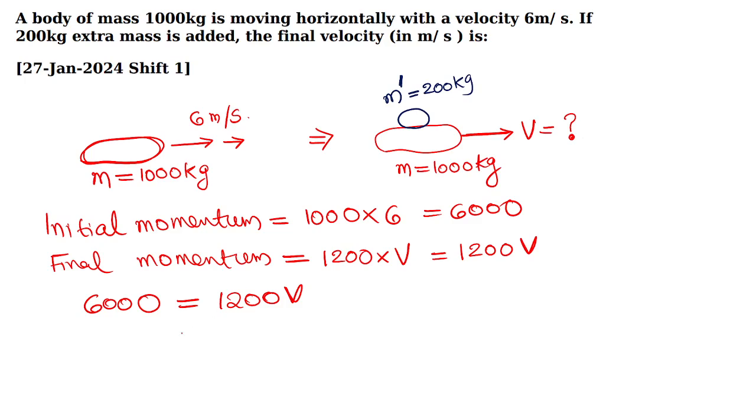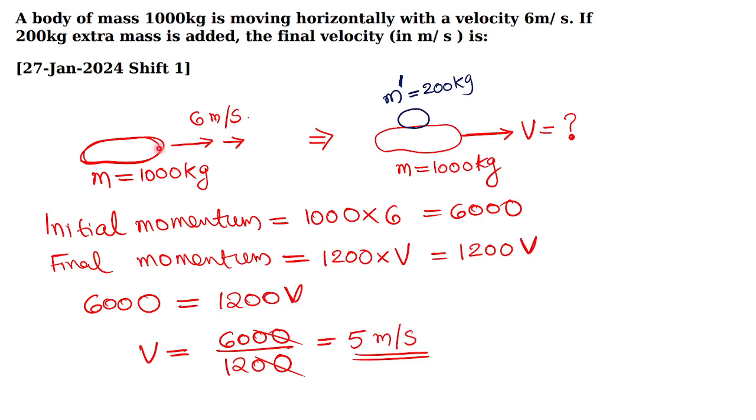So v, this one. So v is what? 1200 is taken to the left hand side. 6000 divided by 1200. Let me do the calculation. It's very simple, right? 0 cancel. Is it correct? Yes, 60 by 12. Oh, it's 5 meter per second.